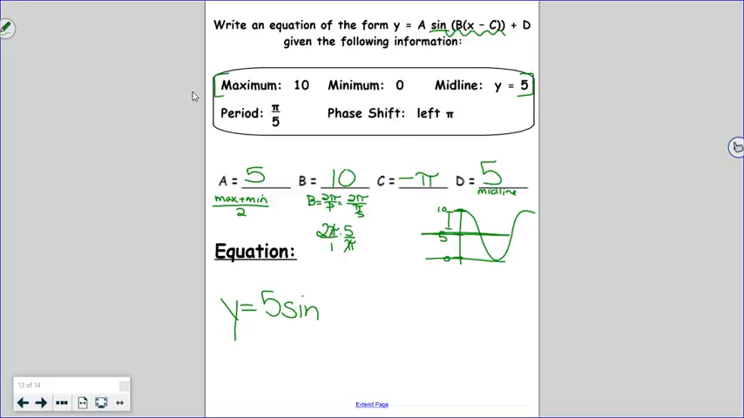So here, let me help you with the double parentheses. After the word sine, draw a parentheses. Put the number for B, draw another parentheses, then put your letter X. Opposite sign of C, so plus pi to indicate left pi. Close your double parentheses, put your vertical shift, plus 5.